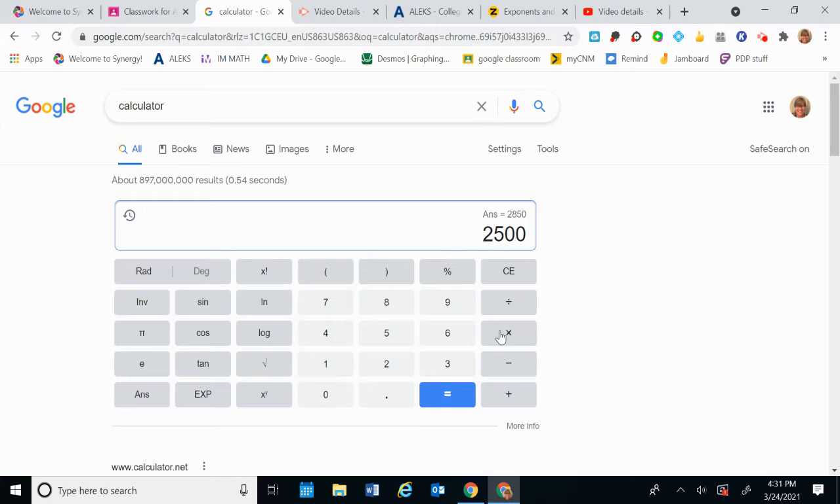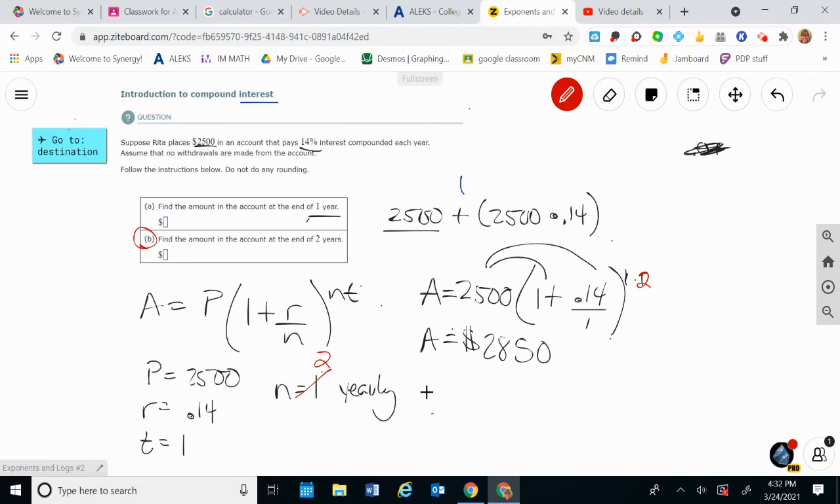So 2,500 times 1.14 squared, 3249. Okay, so you would have 3249. Okay, that makes sense. See, it went up another year.